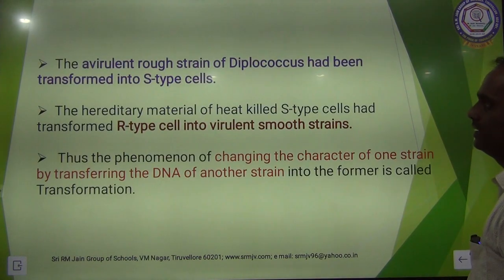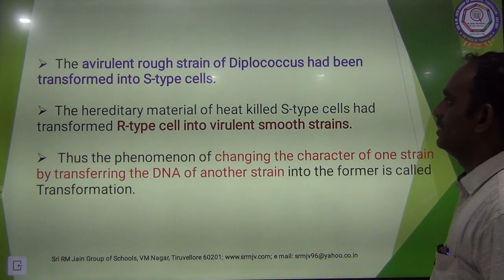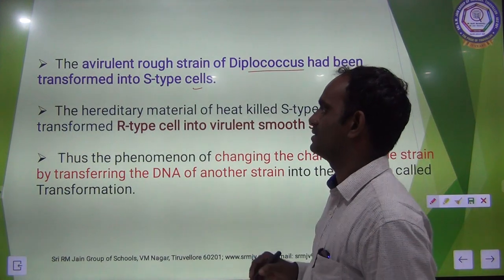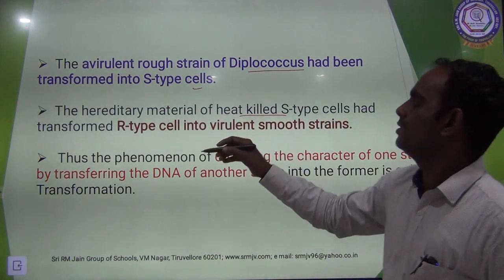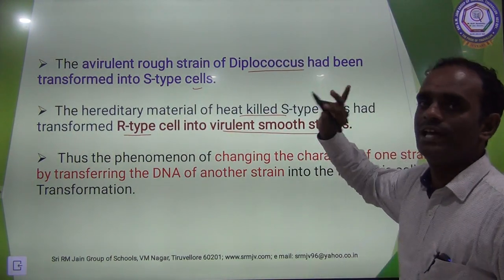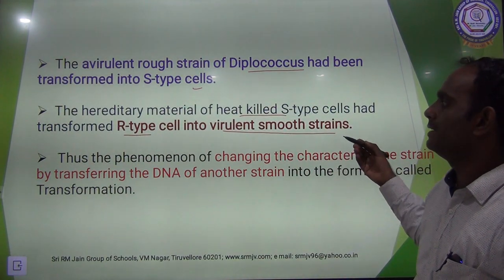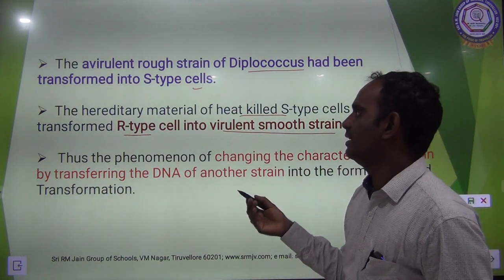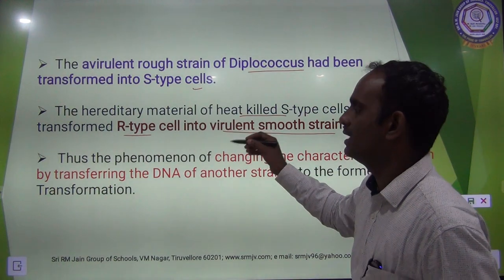Finally, he concluded, see here, the avirulent rough strain of Diplococcus has been transformed into S type cells. The heredity material of the killed S type cells transformed the R type cell into a virulent smooth strain. Initially the R strain is avirulent, but he mixed the two, heat killed S type and R strain. So the heredity material, that is DNA, is transferred from the heat killed S type to the R type cell, and the R type cell becomes a virulent strain.